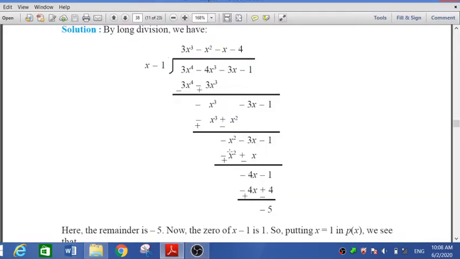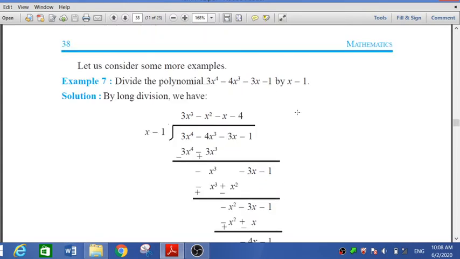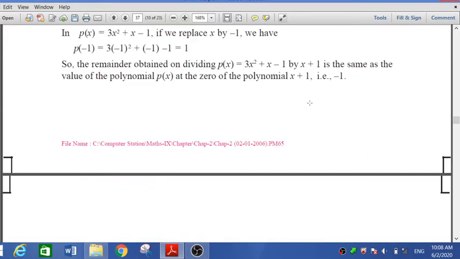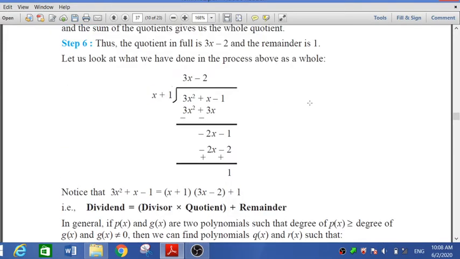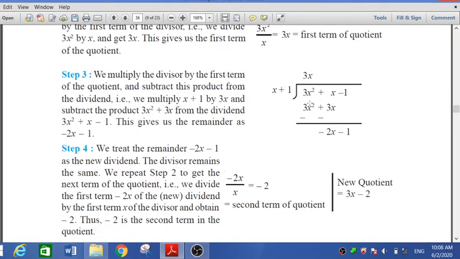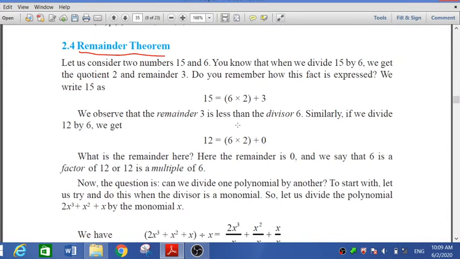Friend, today I want to explain one topic related to chapter 2, that is the long division method. This is an important topic related to the 9th standard and 10th standard also. So now our topic is the long division method. The topic is the remainder theorem.